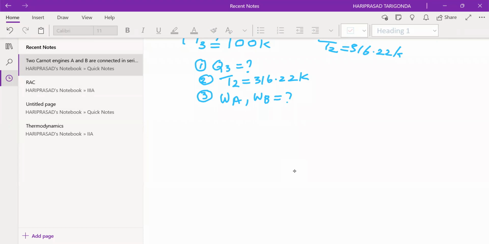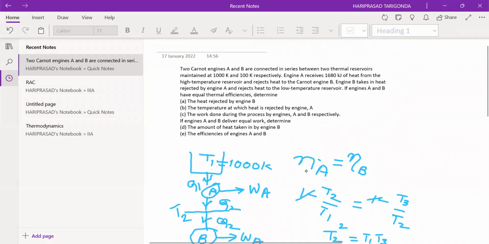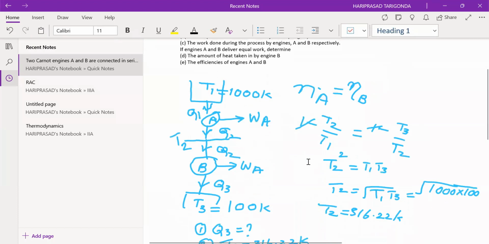The Q2 value will be calculated using the absolute thermodynamic scale: Q2 by T2 is equal to Q1 by T1. By using this expression, we can find the Q2 value. Q2 becomes T2 by T1 into Q1. Q1 is given in the problem, 1680 kilojoules. So you substitute here.